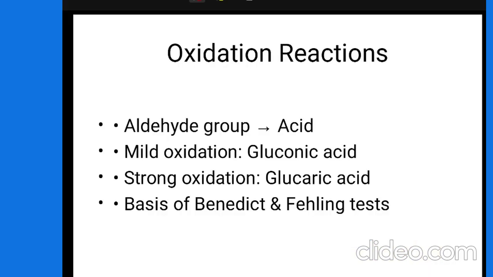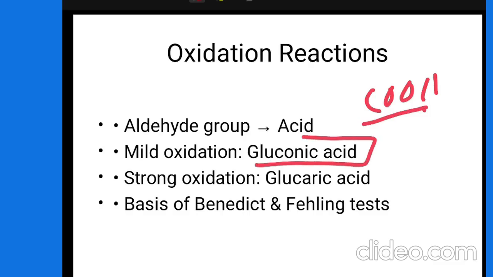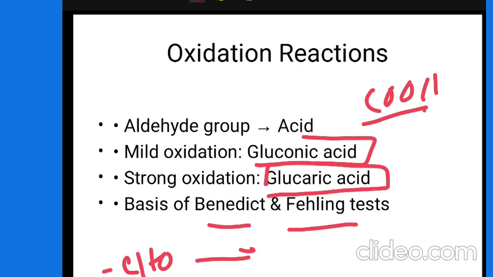Oxidation reaction. You can see over here, in the oxidation reaction, the aldehyde group leads to formation of acid, COOH. Mild oxidation leads to production of glucuronic acid. Strong oxidation gives glucaric acid. That forms the basis of Benedict's and Fehling's tests. So it is an aldehyde group, which upon oxidation gives rise to COOH. Strong oxidation and mild oxidation.